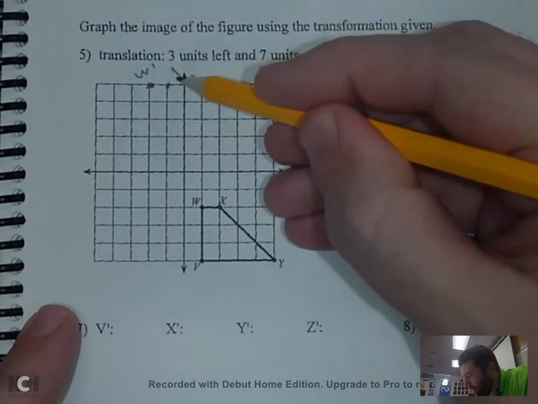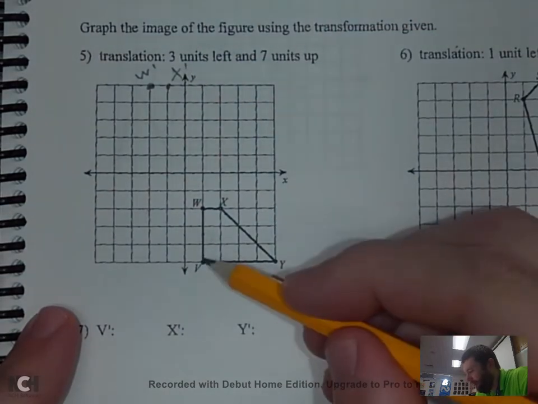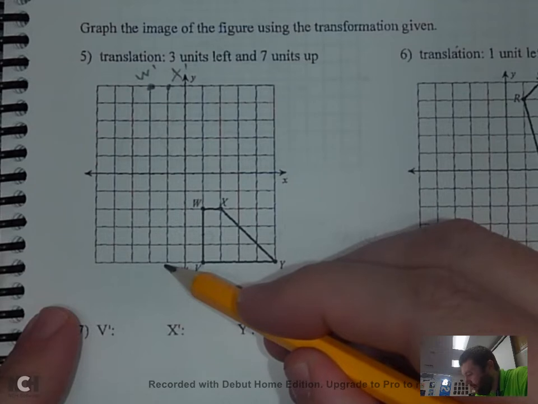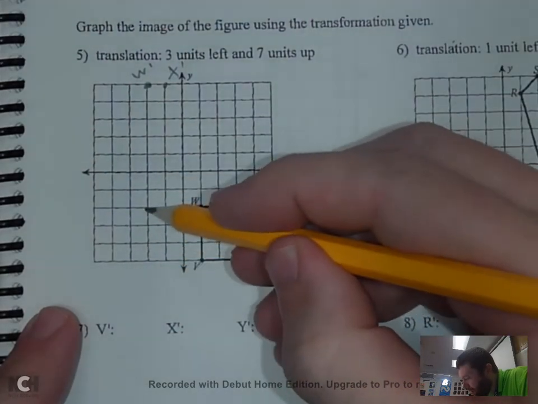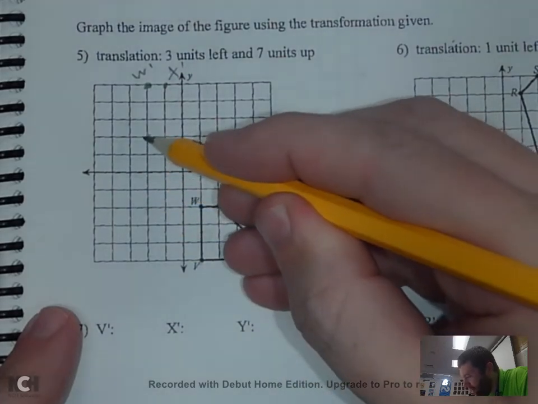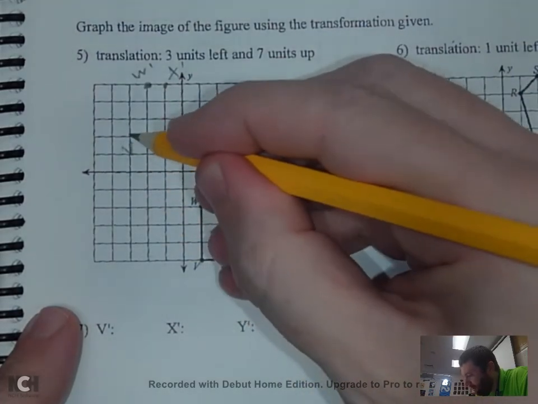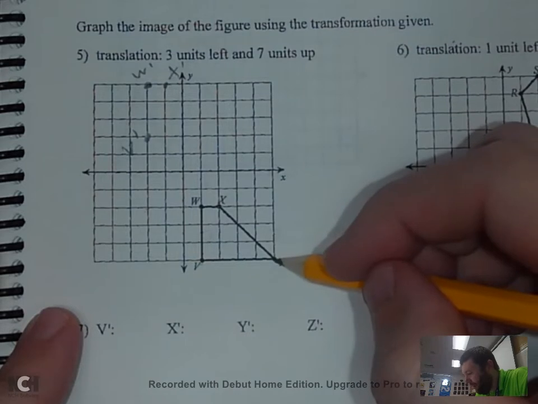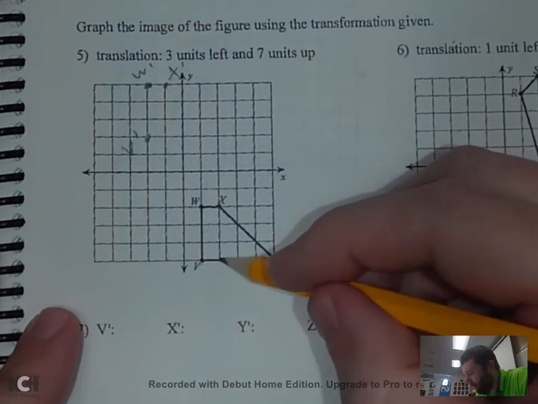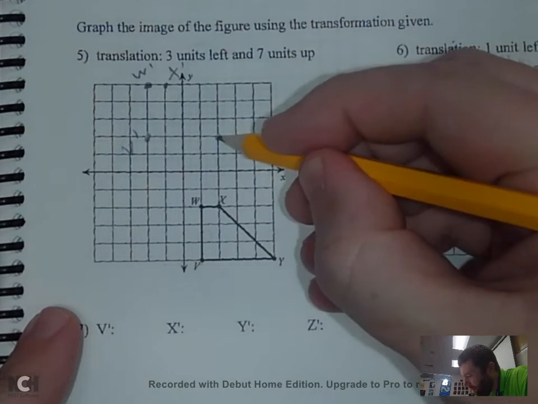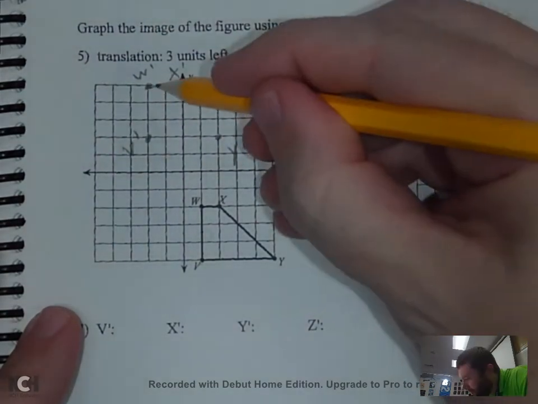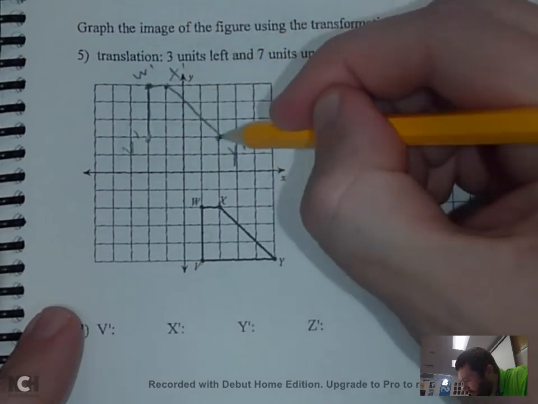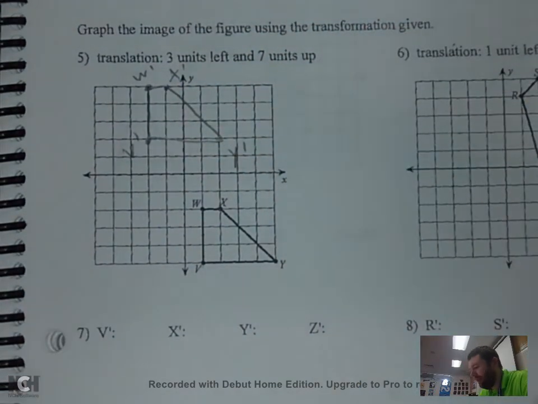And there's X prime. V, 3 left, 7 units up. 1, 2, 3. And then 1, 2, 3, 4, 5, 6, 7 is V prime. And then Y, I would go 1, 2, 3 left and 7 units up. And there's Y prime. Okay, so there's my new transformed shape right there. It's been translated. 3 spots to the left and 7 units up.